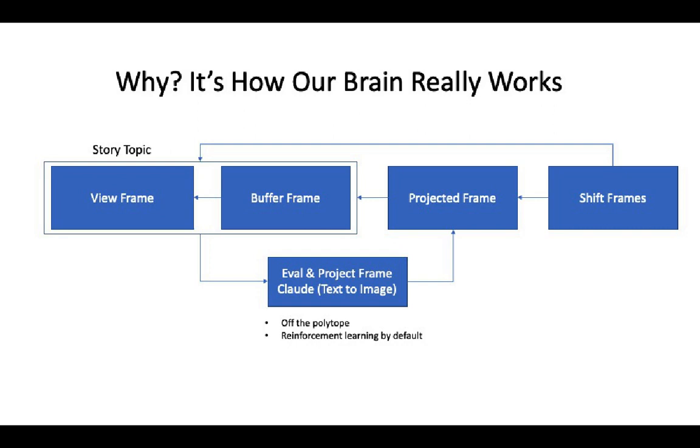It takes that projection and does a summary of it, sends it to Stable Diffusion, and the projected image is created. And then the view frame is pushed out, the buffer frame becomes the view frame, and the projected frame becomes the buffer frame. And the process just repeats over and over. Thus, this is how you teach Claude to watch TV.